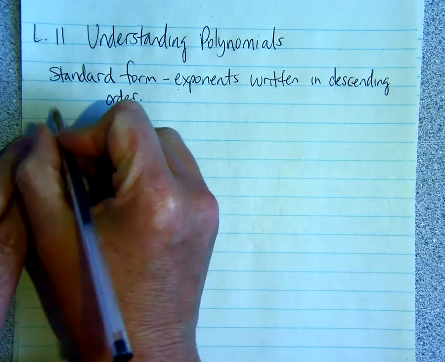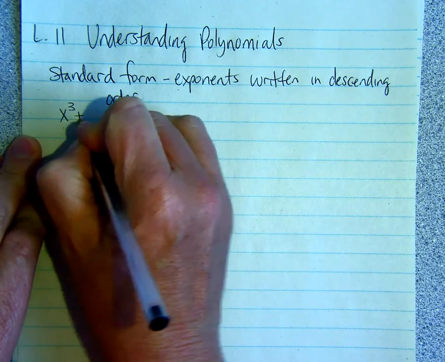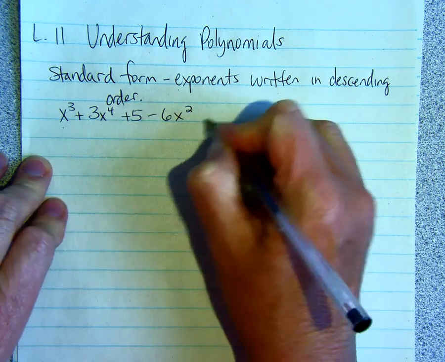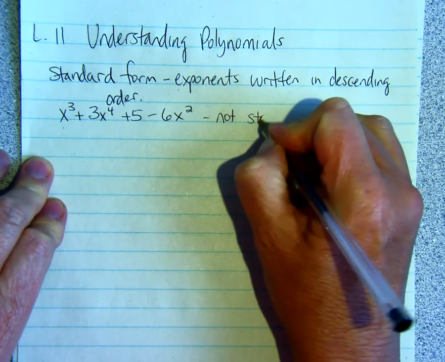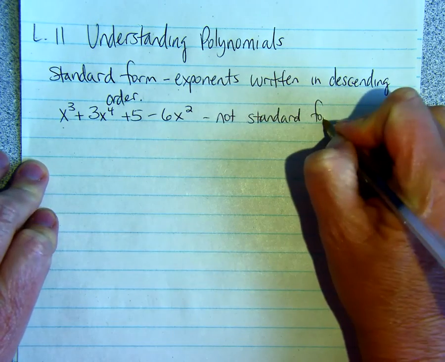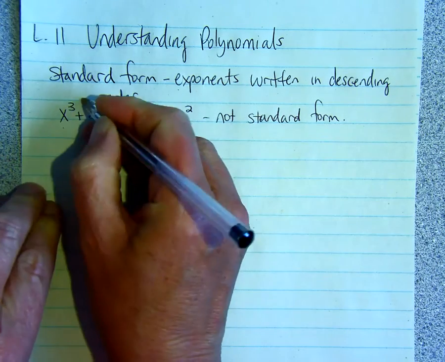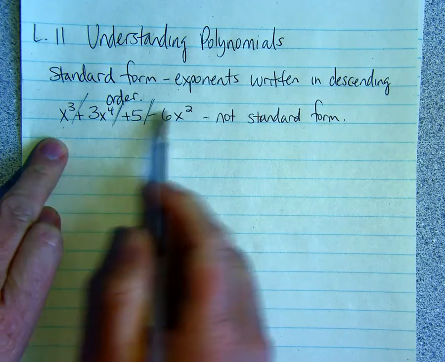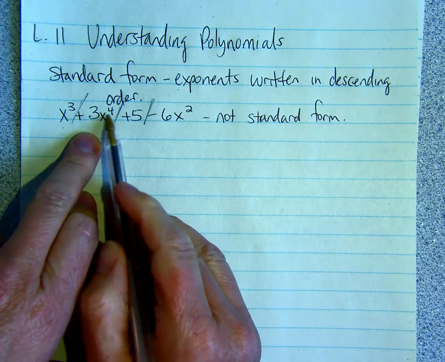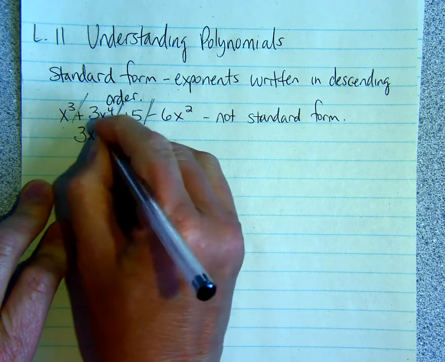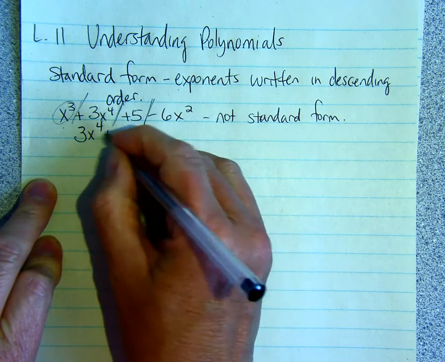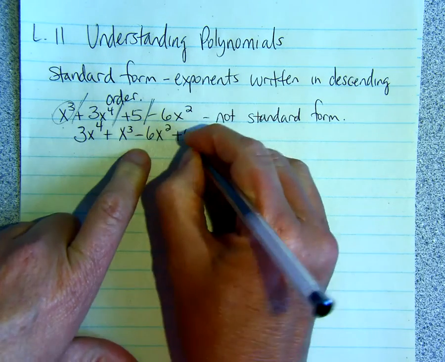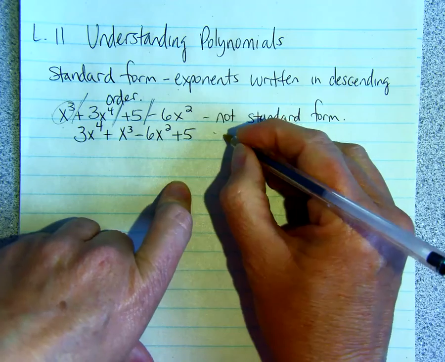1. So if we had x cubed plus 3x to the fourth plus 5 minus 6x squared, this is not in standard form. If we wanted to put it in standard form, we have to remember to keep the sign with each term. So I'm going to do the 3x to the fourth first, because that's the biggest exponent. And then I'm going to do the x cubed, and that's a plus. And then I'm going to do the x squared, that's a minus 6x squared plus 5. So this is in standard form.